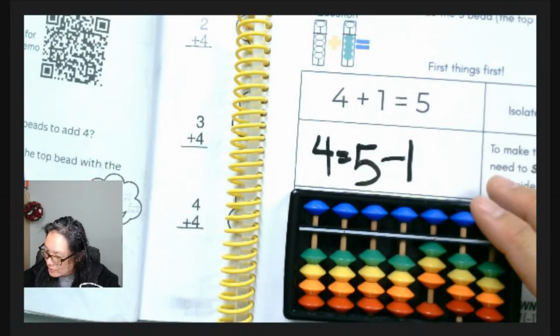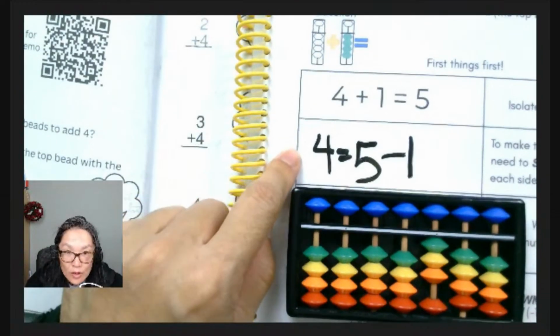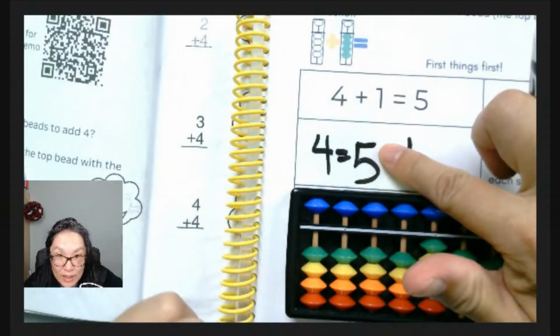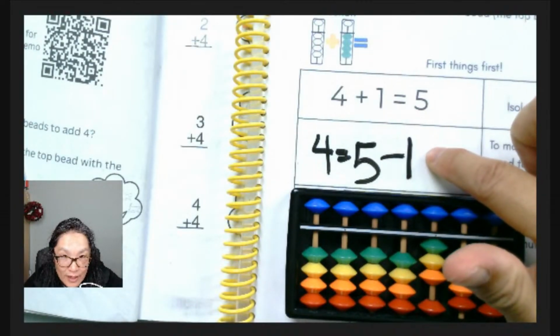So we're going to modify this. What are we going to do? We're going to isolate the 4 and we're going to equal to 5. When we equal to 5, that's too much. So we need to minus the 5, minus the 1.